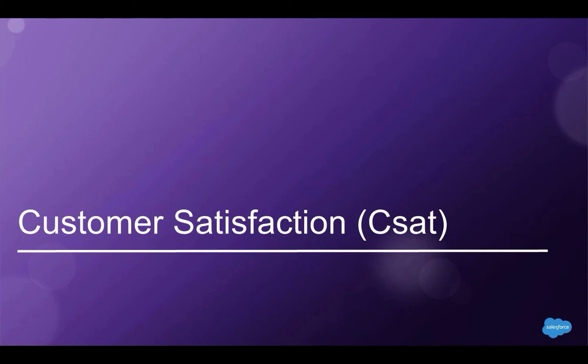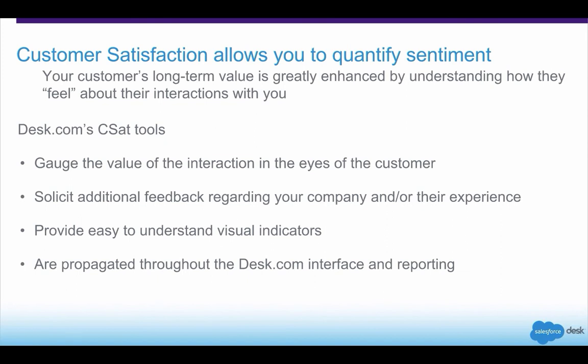So the last area we wanted to go into is customer satisfaction, because we talked all throughout this discussion about how to quantify agent performance and issue types and your knowledge performance. But what we really want to do as well is to get into the minds of your customers and see what their emotional well-being is when we talk about that in terms of sentiment. So customer satisfaction surveys, or what we call CSat surveys, allow you to quantify sentiment. It gives you an understanding of your customer's emotional well-being. And so our tools allow you to gauge the value of the interaction in the eyes of the customer.